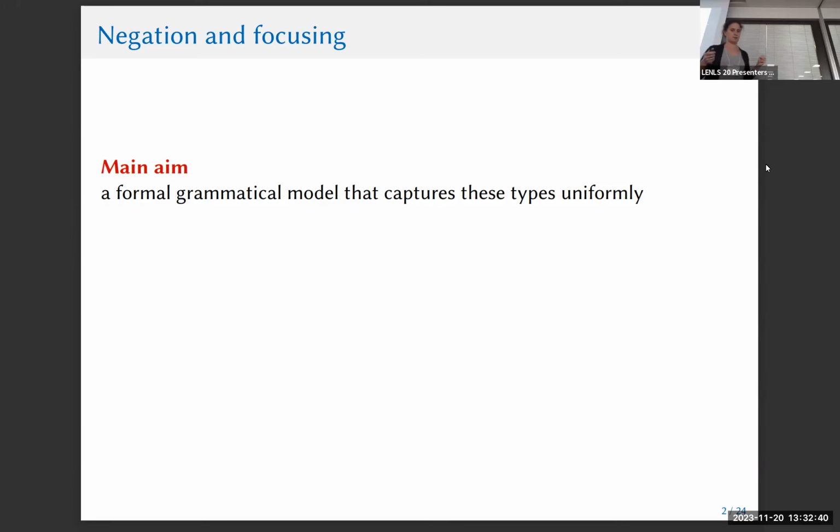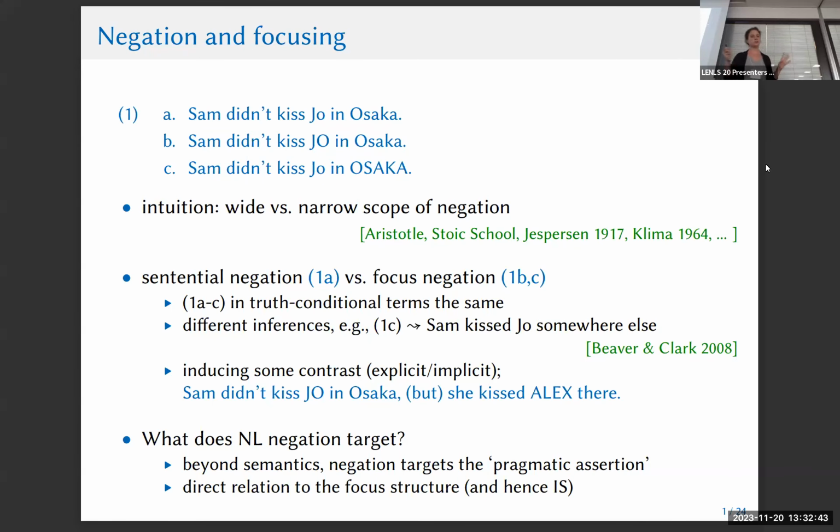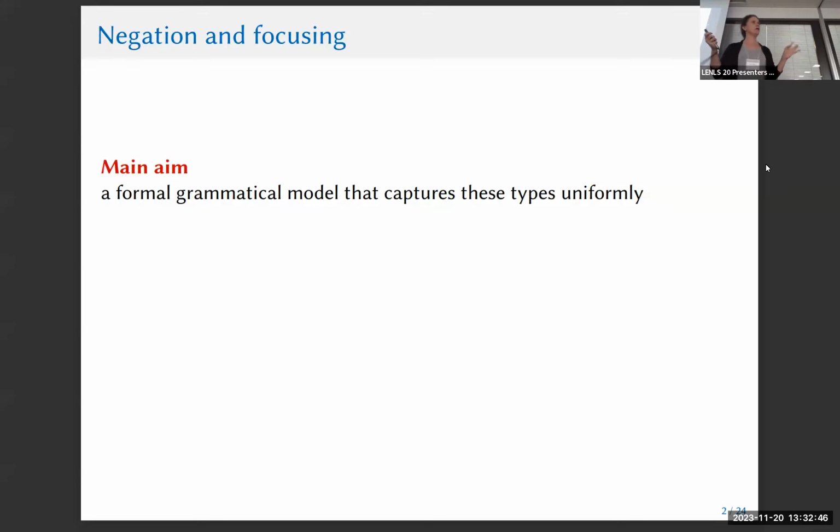These topics and questions we could talk about for years, but we have 20 minutes now, so let's narrow down what I would like to talk about today. The main aim for me is that I'm looking at this with the eye of someone interested in grammar formalisms and formal grammar modeling. I have the question: can we capture these types uniformly? Is there something uniform behind the examples, or do we have to analyze them as separate kinds of animals?